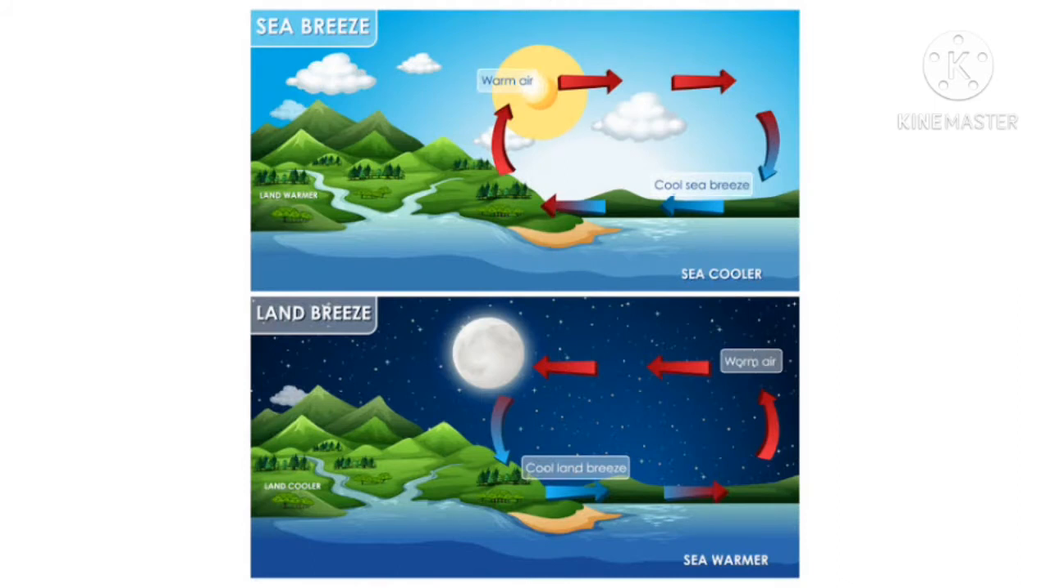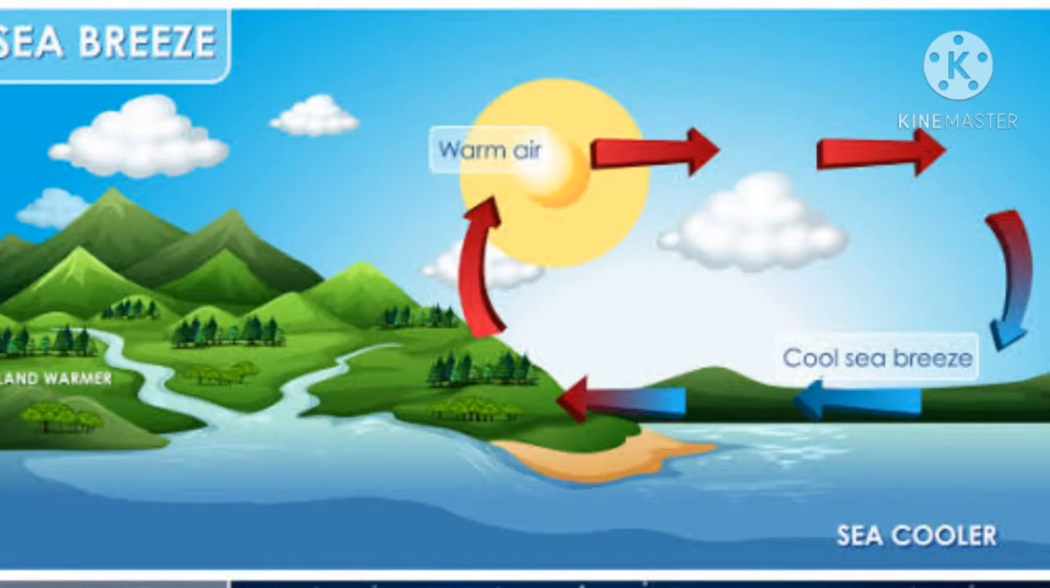Land breeze and sea breeze. Does the sun heat water and land equally? No, because the land and water do not absorb or lose the same amount of heat in the same period of time. During the daytime, the land gets heated more than the water in the sea. The air on the land gets heated and moves up. The cool air from the sea blows to take its place. This blow of air from sea towards land is called sea breeze.